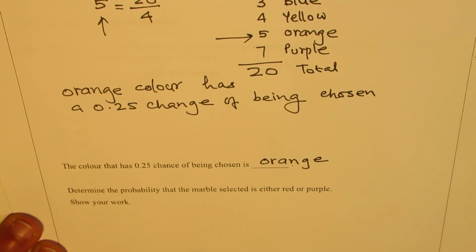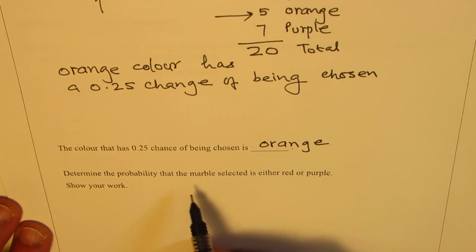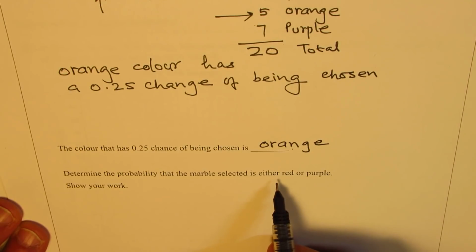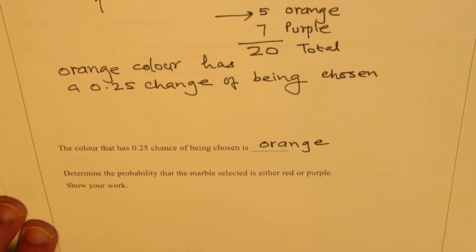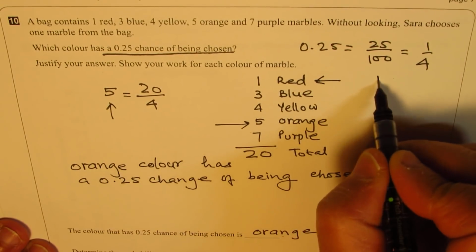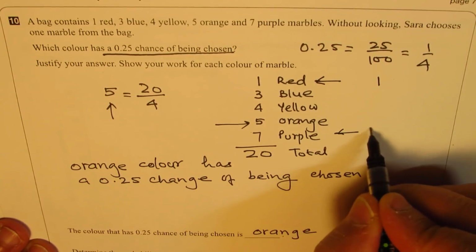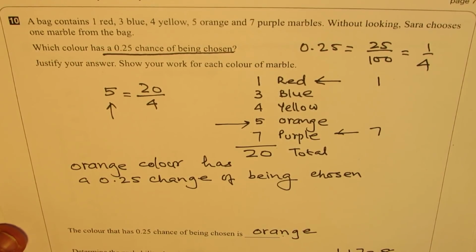Clear? Now, the next part of this question is: determine the probability that the marble selected is either red or purple. So we want either red or purple. How many balls are there for red? Well, for red there is 1, and for purple it is 7. So if you add 1 and 7, you get 8. So favorable outcomes are 8, right? And total is 20, right?